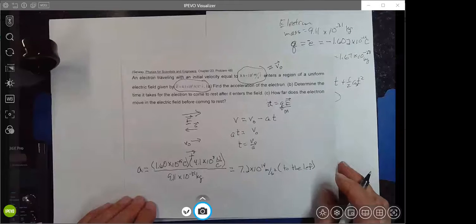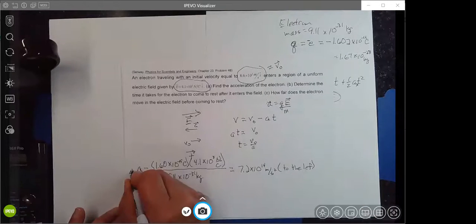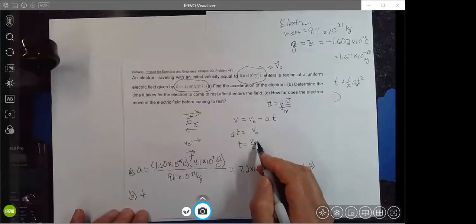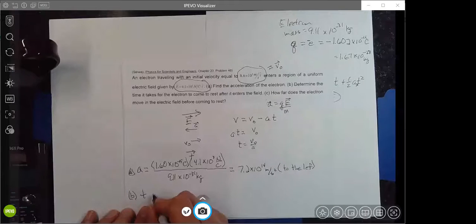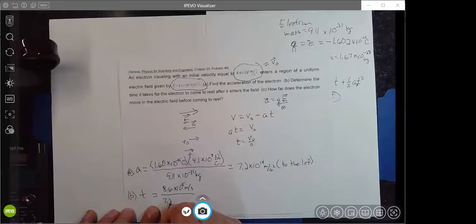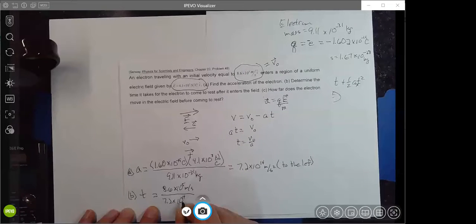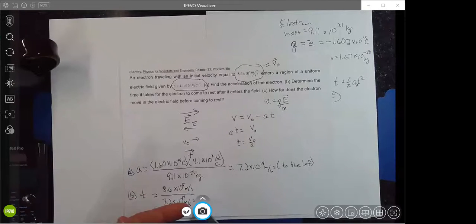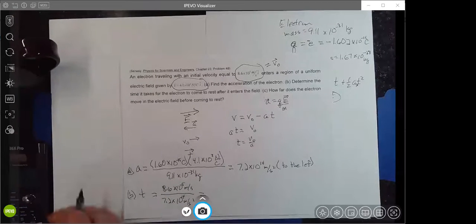Okay, so for the time for it to come to a stop, this was part A. Part B, the time is just going to be that initial velocity divided by the acceleration. So 8.6 times 10 to the 5th meters per second divided by 7.2 times 10 to the 14th meters per second squared. And if you look at the units, meters per second divided by meters per second squared, flip the bottom and multiply, you'll end up with seconds.